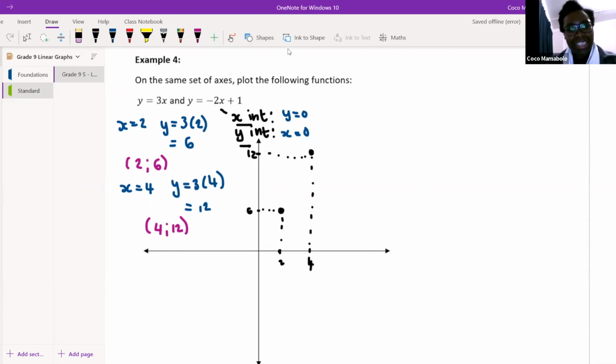Ma'am, in the exam, would you be able to pick your own values? You might, yes. Some teachers, depending on who sets the test, will ask for certain things. Sometimes they say plot the graph, and then you get to pick whatever numbers you want. But if they ask for specific points, then you're going to have to use those specific points. But it's not that difficult. We just substitute whatever number they ask us for.